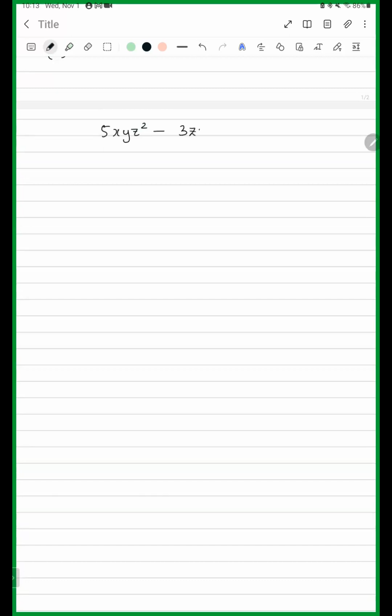Is this a monomial, binomial or trinomial? Binomial. Very good. Then 1 plus x squared. This is a trinomial. Very good. Then 4x square y square minus 4x square y square z square plus z square. This is a trinomial. Very good. And then 3 minus pq plus qr plus rp is a polynomial.